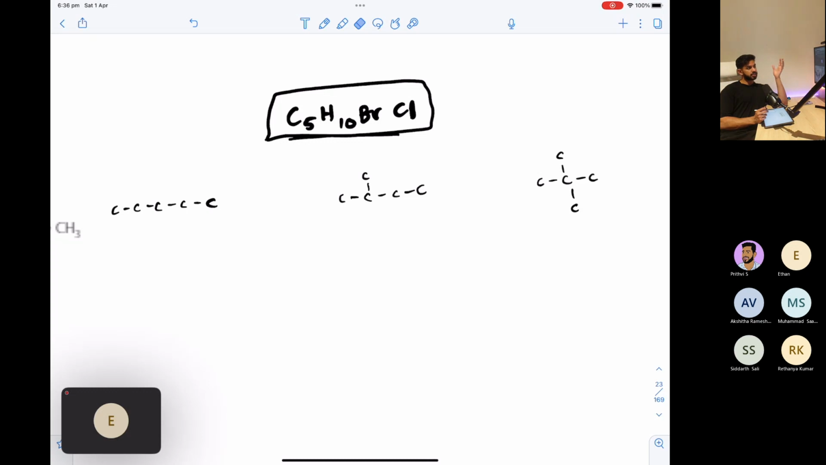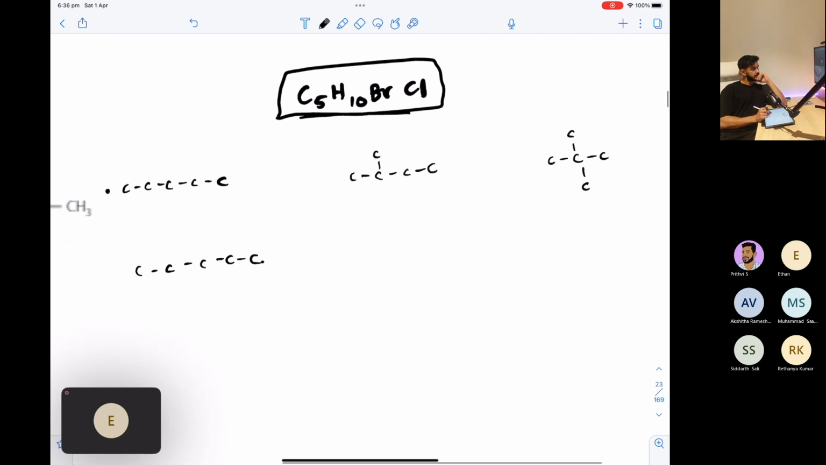Within a main chain, we'll start with the easiest one. This main chain here, what are the different positional isomers we can have? So underneath that, we can go 1, 2, 3, 4, 5. We've got a Br and a Cl. So how are we going to play this game and get all the different positional isomers? Everyone?